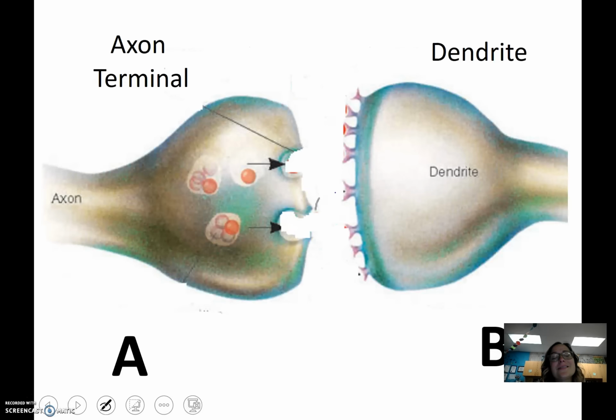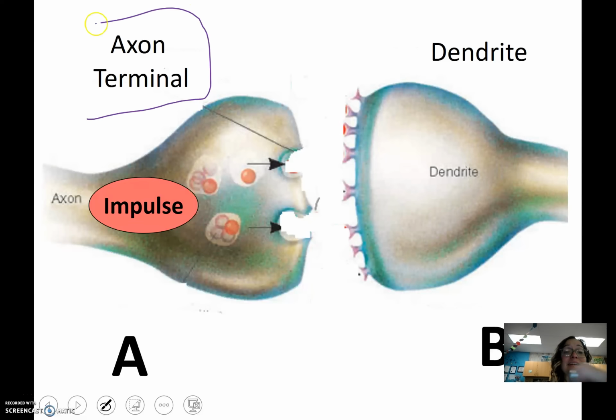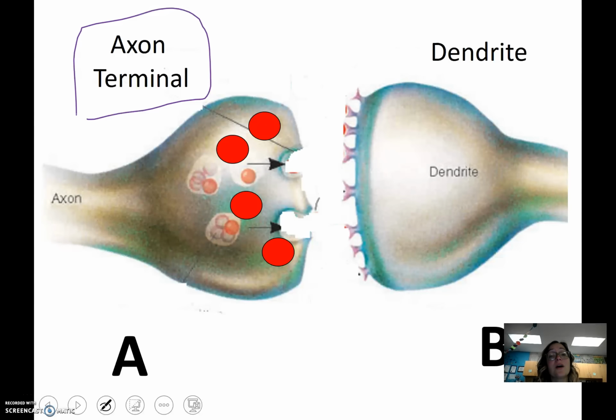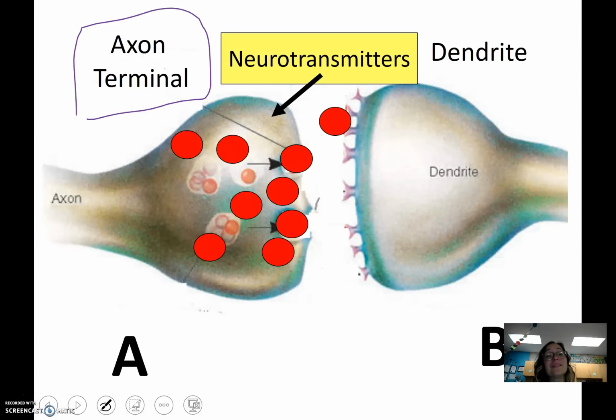Now this slide is kind of lame. I'll make a more detailed video showing a better example of how neurotransmitters are released. But the basics is when the message or the impulse or the action potential reaches the end of a neuron, that signals the release of these chemicals called neurotransmitters.